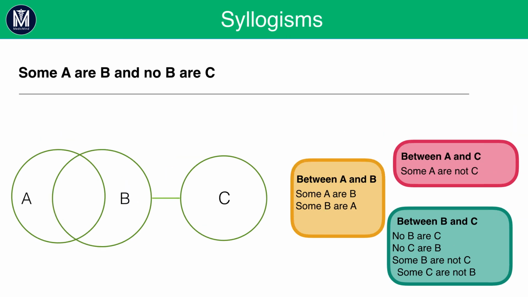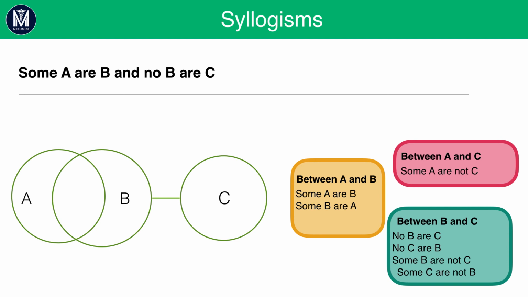Some A are B and no B are C. In this relationship, we see two statements that we are very, very similar to. So the relationship between A and B and C should be very straightforward, as seen here. Between A and B, some A are B, some B are A. Between B and C, no B is C, no C are B, some B are not C, and some C are not B.